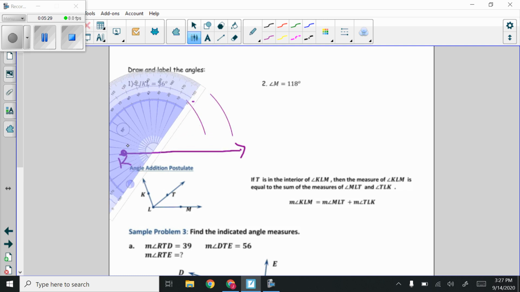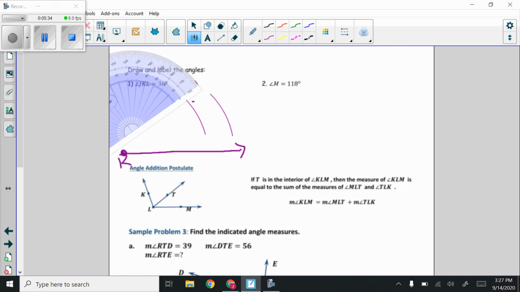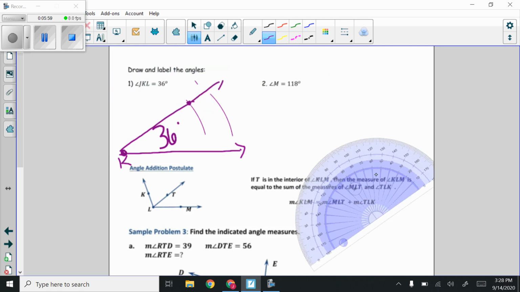So now I'm just going to use this to connect. I'm sorry about that. So this is 36 degrees. I need to label it. It doesn't matter if I put J or L up there as long as the K is my vertex. So there's JKL.